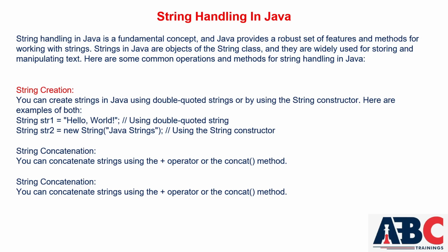String creation. We create a string using the String data type, and str1 is a variable. Assign the string hello world in double quotes. Without double quotes, we can use the String constructor. So String str2 equals new String, and in double quotes the Java string. Then string concatenation. We can concat strings using the plus operator, or the concat method.